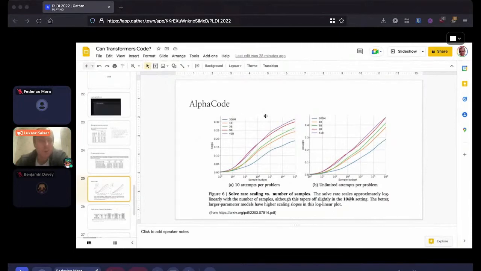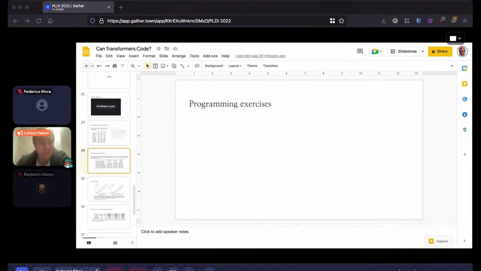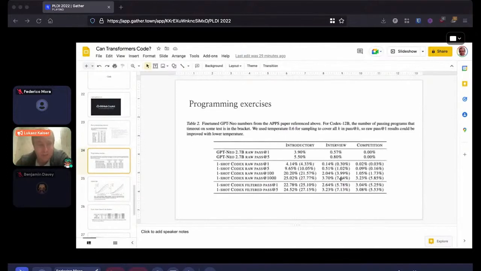Well, in coding, you may have, for example, a few simple unit tests. If you have those, you can run them. Can that help pick a solution? Yes, dramatically. But even so, when you have millions and millions of solutions, you need to start asking, is this the best method? But here is an example table. So a raw pass at 1 or a raw pass at 5 is, if you just generate one solution, how many times does it pass?